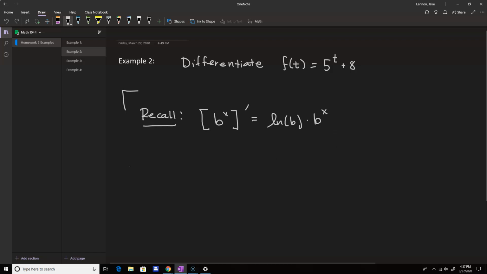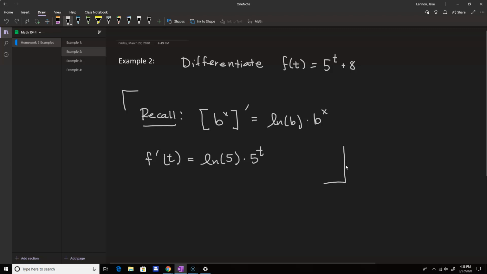So if we're looking at this f of t, then f prime of t is just going to be, so 5 is acting like our base for the first term. So it's going to be the natural log of 5 times 5 to the t power. And then the derivative of the 8, since it's not multiplied by a function of x, is just 0. So this is just a one-step problem if we remember the derivative formula for standard exponential functions.